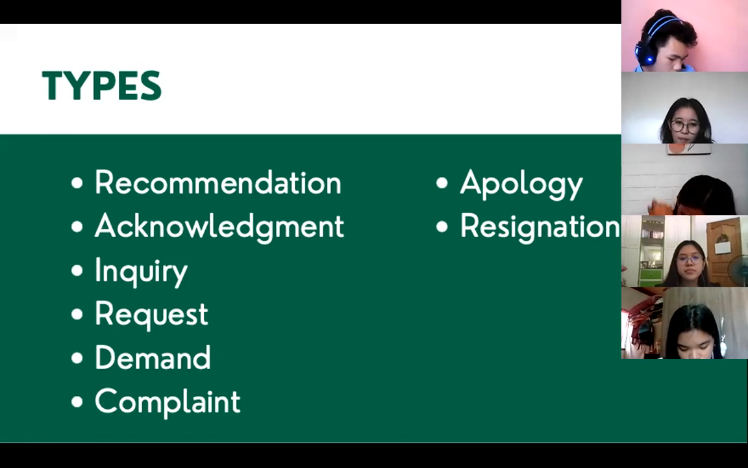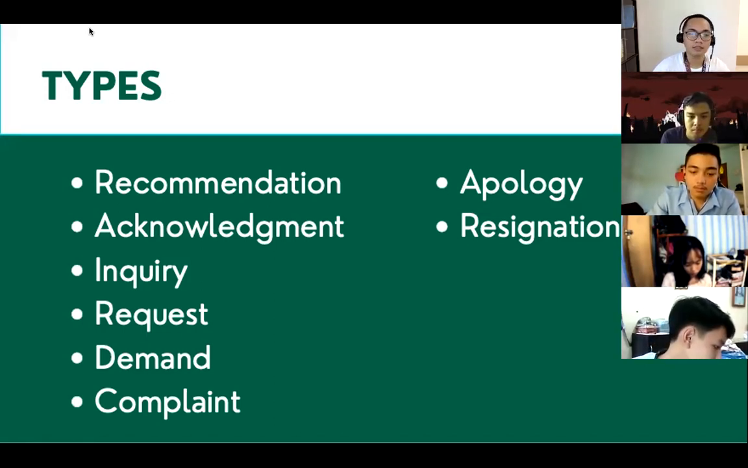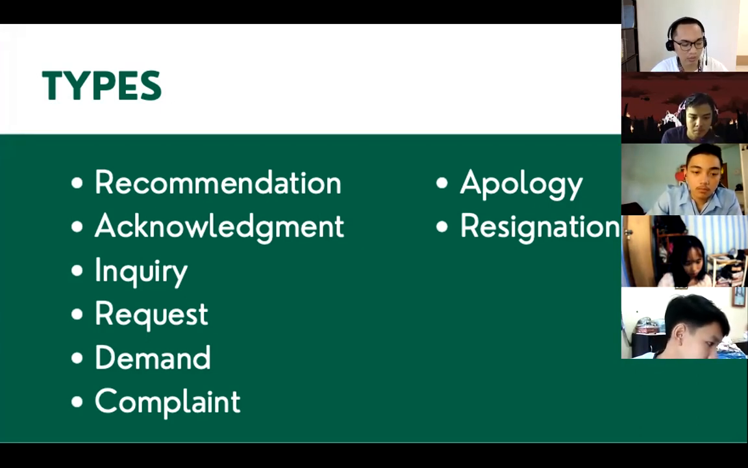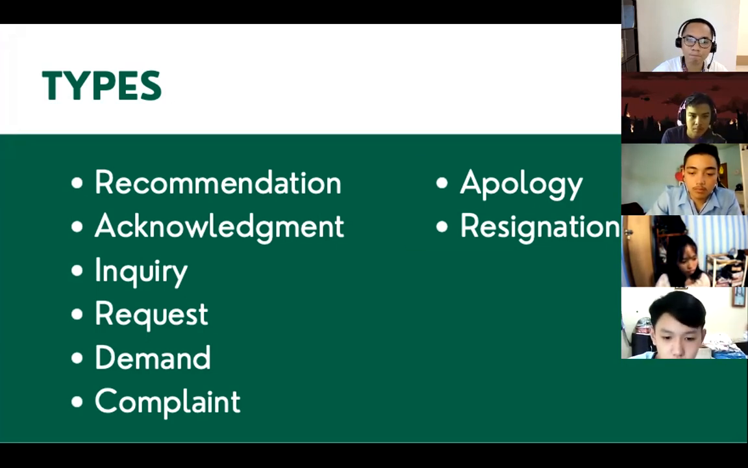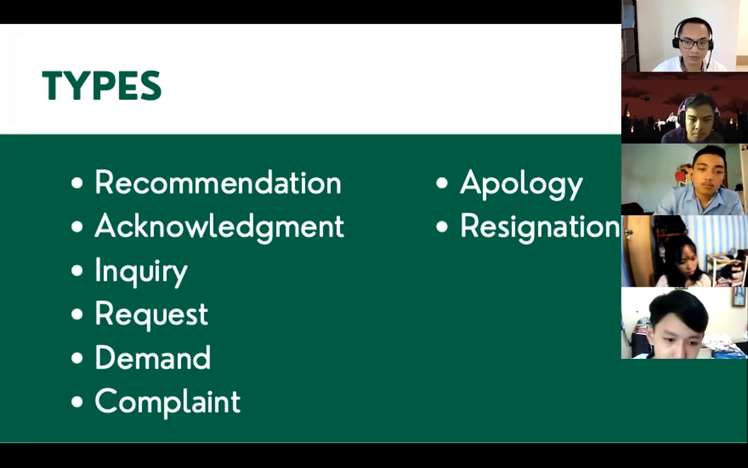But remember, class, a demand letter is not only intended for the collection of loans. It could also be demanding your classmate to return your ball pen, demanding the school to release your documents, or demanding that a squatter on your land remove himself therefrom. Okay, now how about a letter of complaint? What is the nature of a letter of complaint?